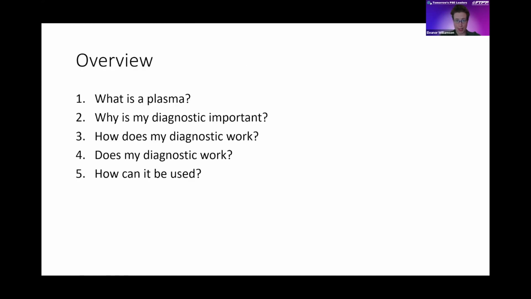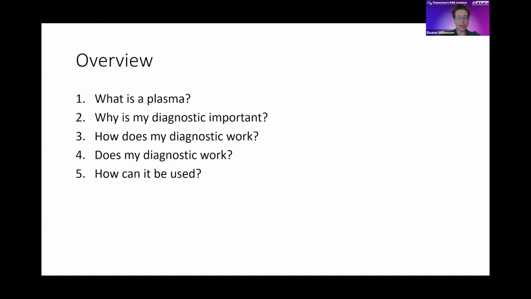Here's an overview slide, and I'm constructing my overview in terms of questions. And the goal of this talk and the goal of these questions is that anybody watching this talk will be able to answer all of these questions by the end. So the first question, of course, is what is a plasma? Followed by why is my diagnostic important? Why do we care? How does my diagnostic even work? Does my diagnostic work? It's not a very good diagnostic if it doesn't work. And how can it be used? Does it turn out to be useful?